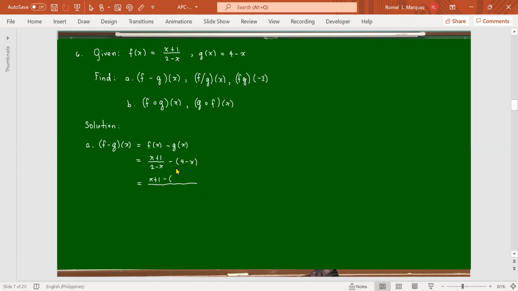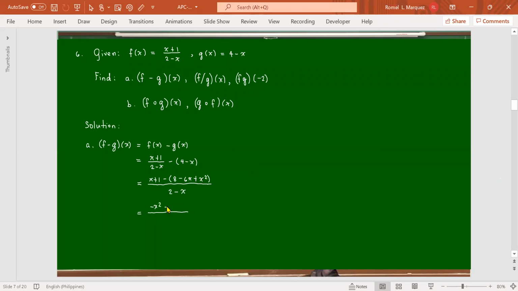So minus what, guys? Minus of 8 minus... Is it 6x plus x squared? Am I correct? Question, guys? No question? Okay. So this is negative x squared.